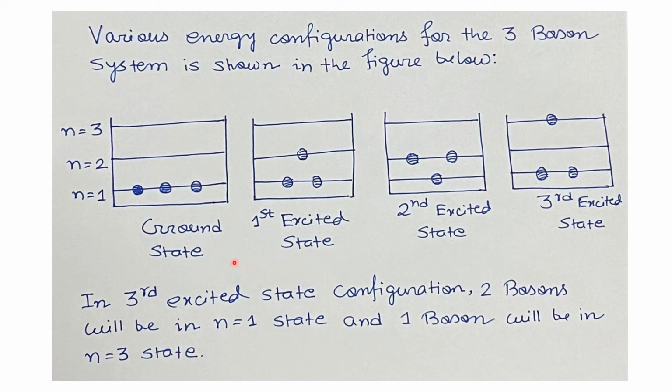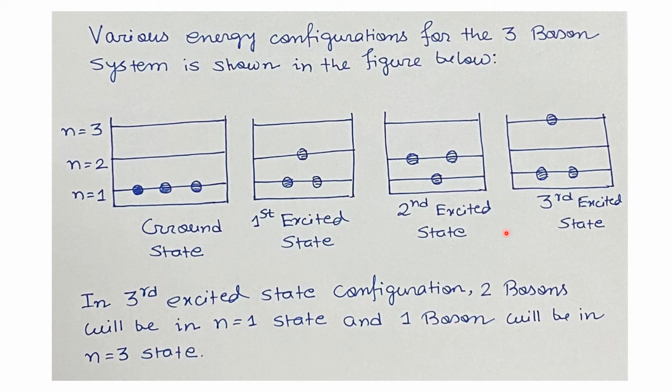One important piece of information regarding bosons is that there is no restriction on bosons being accommodated in a particular energy level. Hence, for the ground state, all the bosons will be in the ground state energy level, that is n equals 1. For the first excited state, two bosons will be in the energy level n equals 1 and the remaining one boson will be in the energy level n equals 2. For the second excited state, one boson will be in the ground state, n equals 1, and the remaining two bosons will be in the energy level n equals 2.